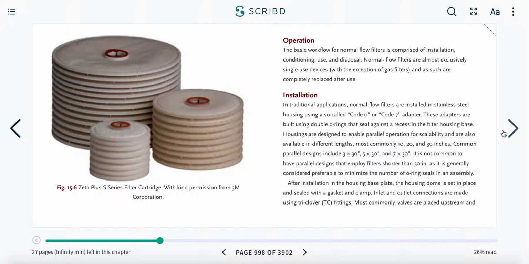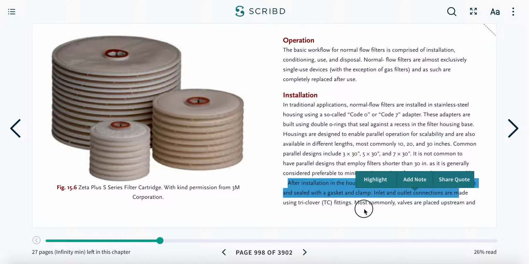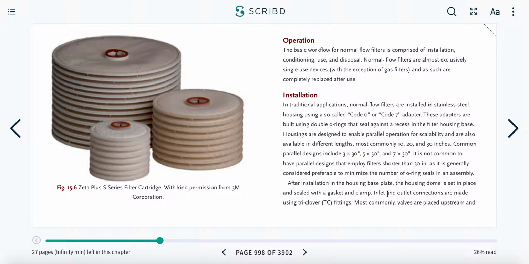After installation, the housing base plate and the housing dome are set in place and sealed with a gasket and a clamp. Inlet and outlet connections are made using tri-clover fittings.